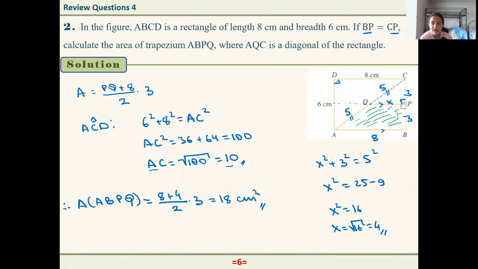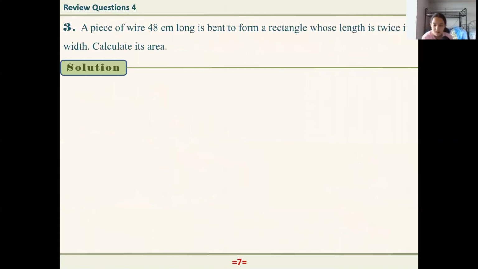So if this thing is clear, let's see another example here. Read it. A piece of wire 48 centimeters long is bent to form a rectangle whose length is twice its width. Calculate its area. Okay, Shahina, this is another example. Try. It's a very easy question. I'll give you 3 minutes. Okay. All right. 3 minutes. Time starts.